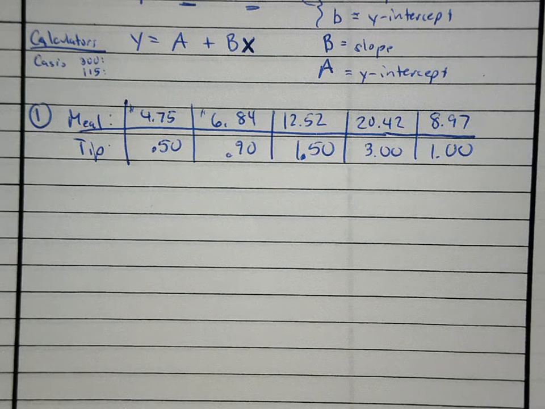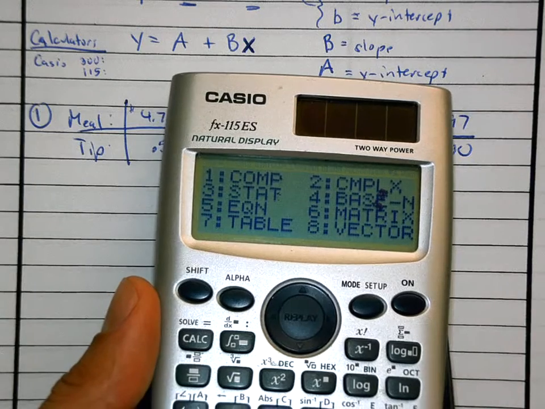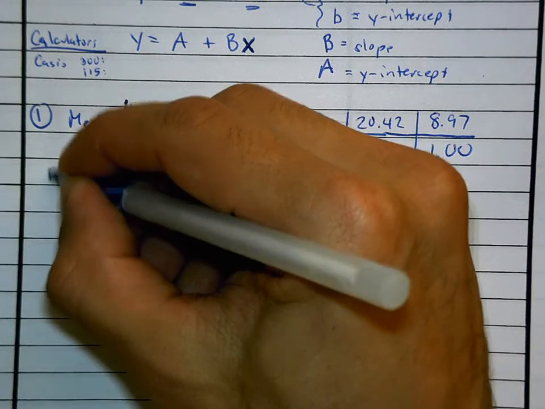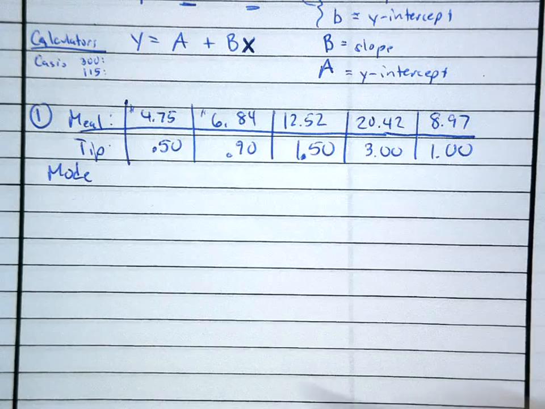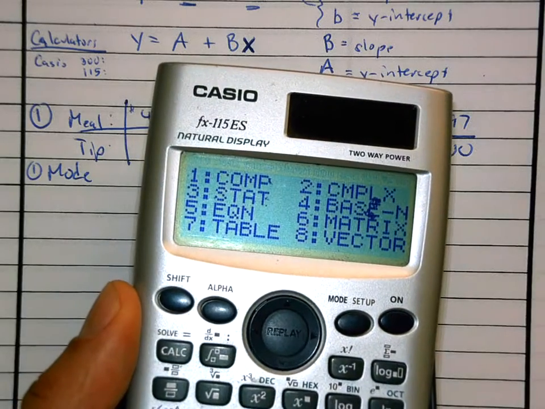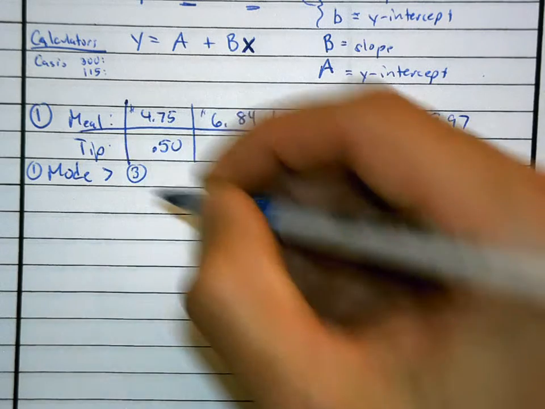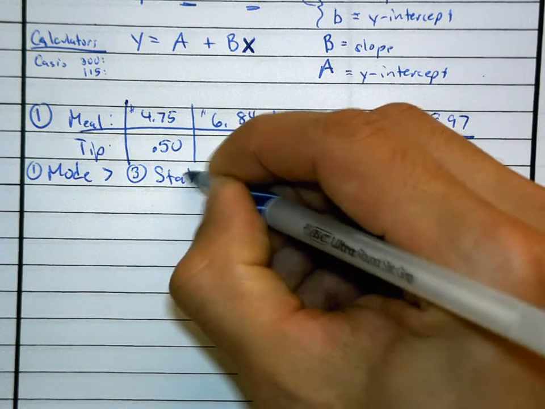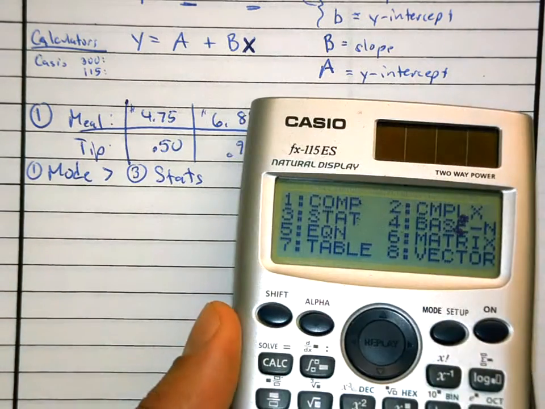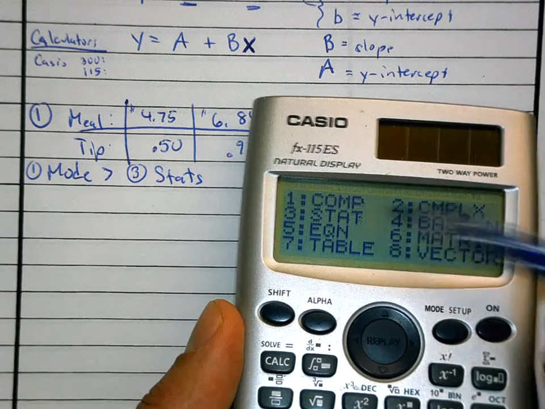We're going to punch this in on our calculator under the stat mode. So here's what I have to press. On these calculators, I have to press mode. So I'm going to literally have you write this down. The first thing I put in is I press mode, and I choose number 3, stats. You see how it says stat right there? That's what we're going to choose, number 3.